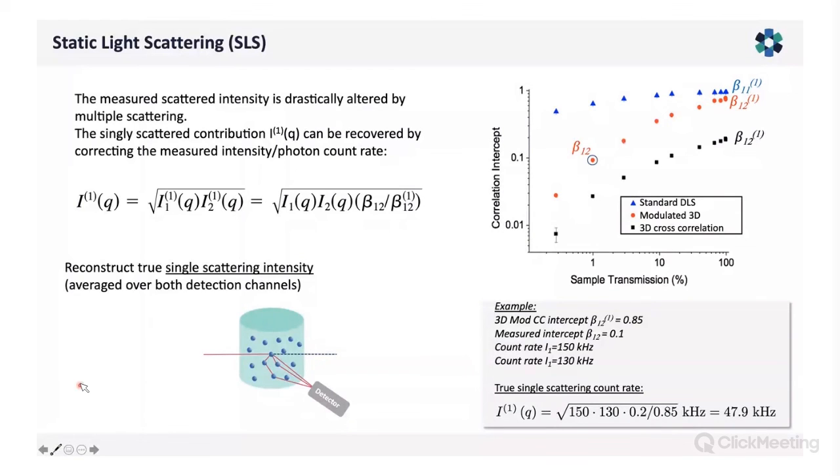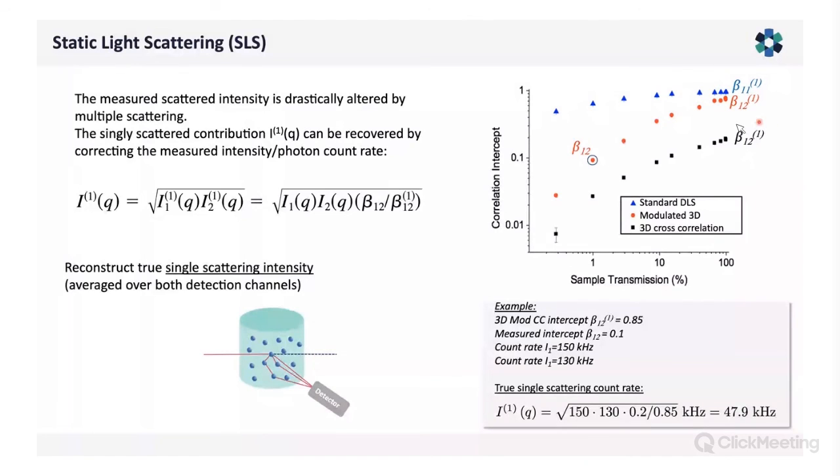So what happens if you increase the turbidity of your sample, meaning that the total transmission through your sample would decrease? This is shown here on the right-hand side, again, as before. 100% transmission means that your sample is almost transparent. And in this case, you see the maximum signal, the maximum intercept called beta, which for standard DLS, in blue, is almost 1. For Mod 3D, it's also almost 1. There's a small reduction due to geometrical reasons to about 0.85 or something like that.